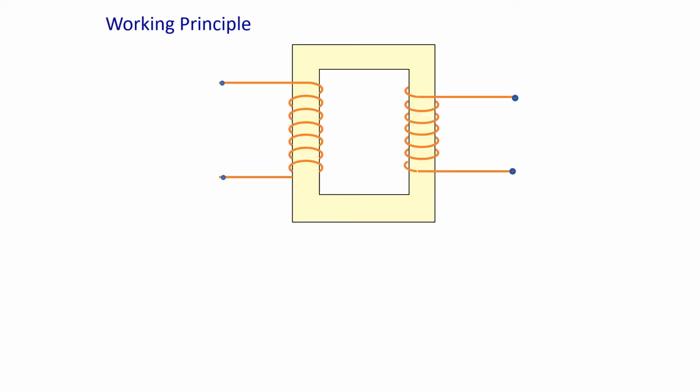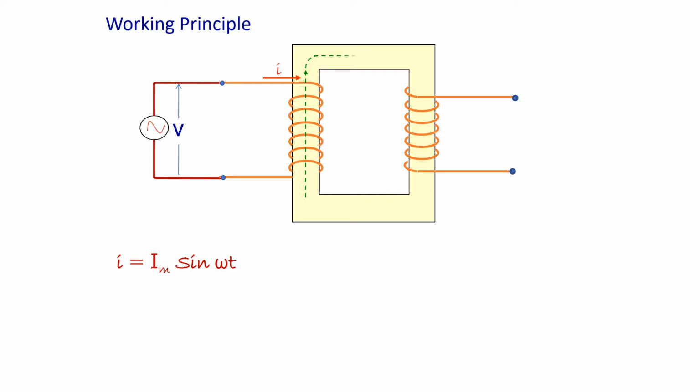We will understand the working principle of a transformer. The sinusoidal voltage is connected to the primary. The current I flows into the primary winding. This current is a sinusoidal current given by I is equal to Im sin omega t. This current will produce a flux in the core in the direction shown. It will flow throughout the core and mutually link the secondary winding also.